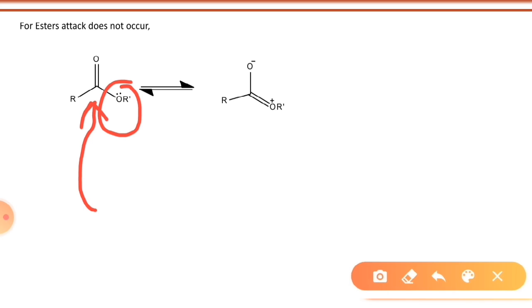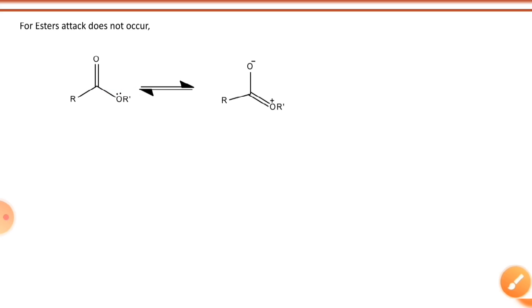And as I told in my previous video, if an electron donating group is present with carbon, then nucleophilic attack will not occur or the tendency of nucleophilic attack will reduce. That is occurring here, and cyanide will not attack in the case of ester compounds.